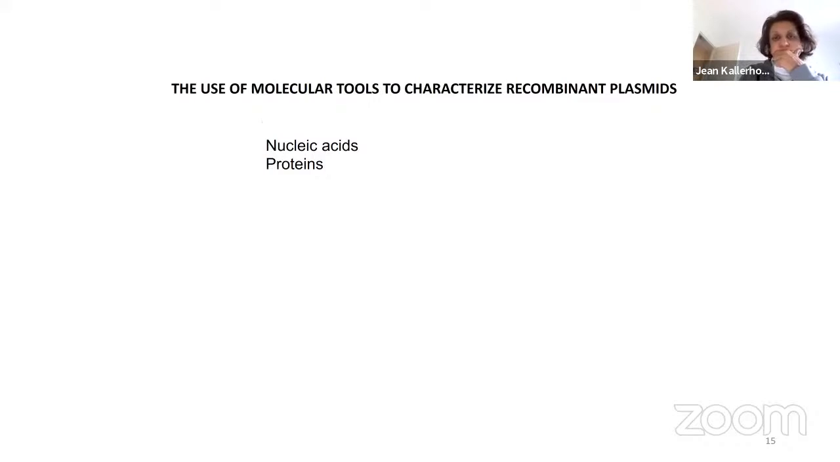So there are 2 useful tools to characterize recombinant plasmids. The first one makes use of nucleic acids, and the second one makes use of proteins. Today, we're only going to talk about nucleic acid.